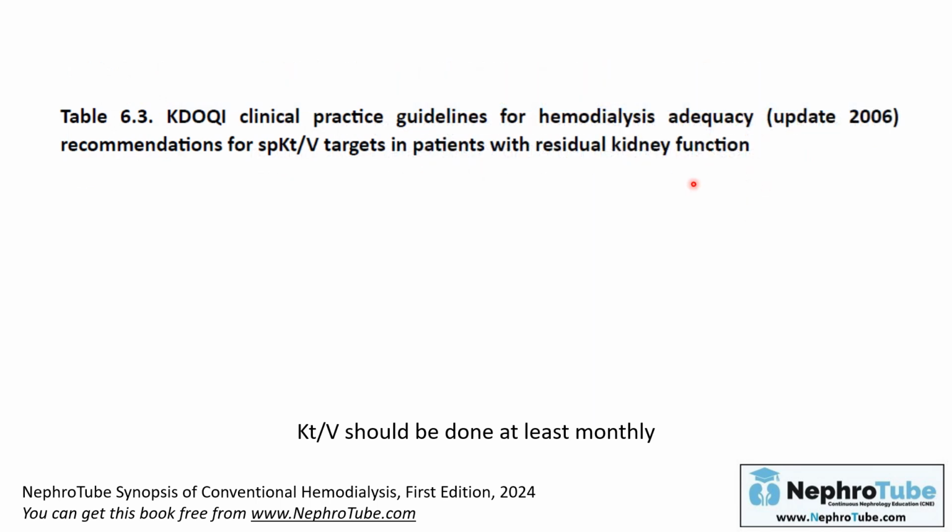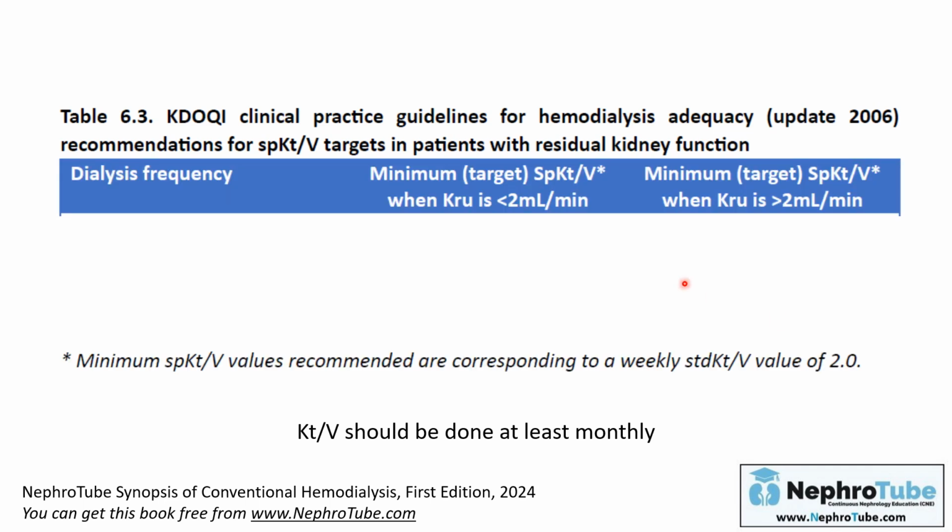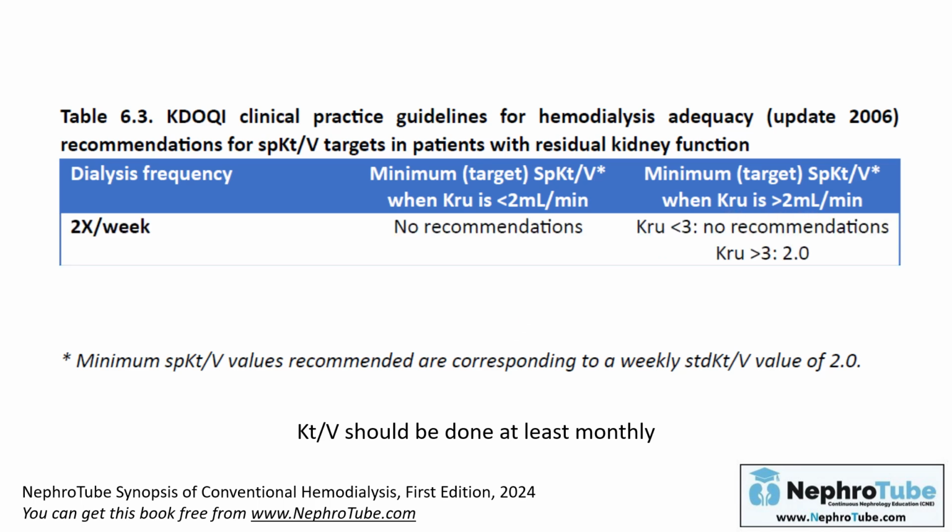But for patients with residual kidney function, the KDOQI guidelines recommend single pool Kt over V targets to be as the following. Again, I will mention at the end of the lecture how to measure the residual kidney function. But if you measure the residual kidney function and the patient has residual kidney function less than 2 ml per minute, the targets will be different if the patient has residual kidney function more than 2 ml per minute.